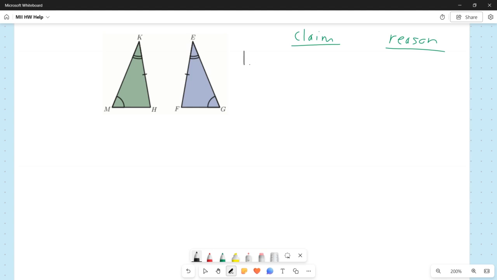Now, this is kind of a weird problem because they sort of tell us everything that we need to know visually. So notice that they're telling us in the picture that side KH on the left is congruent to side EF on the right. That's what the single hash mark means. And the reason that we're allowed to say that is that it was given to us visually in the picture.